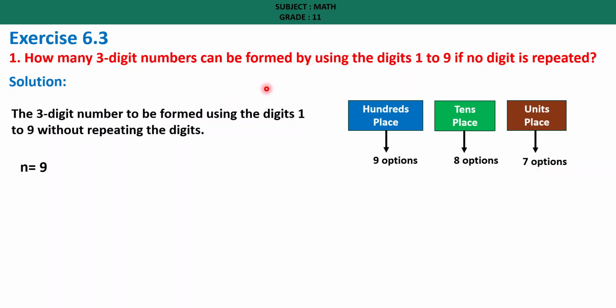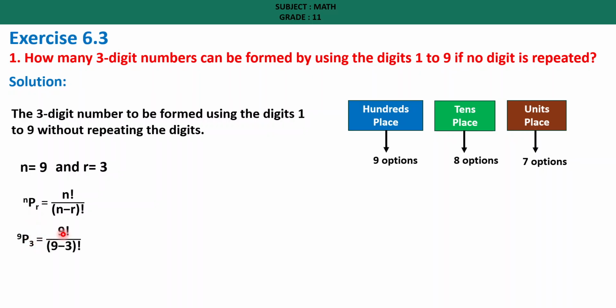We know that n is equal to 9 and r is equal to 3, because we are using the digits 1 to 9, so n is 9 here. But how many digits is the number we are forming? 3. So r is equal to 3. We know nPr is equal to n factorial divided by (n minus r) factorial. So let us substitute 9 in place of n and 3 in place of r. So we get 9P3, that is 9 permutation 3.